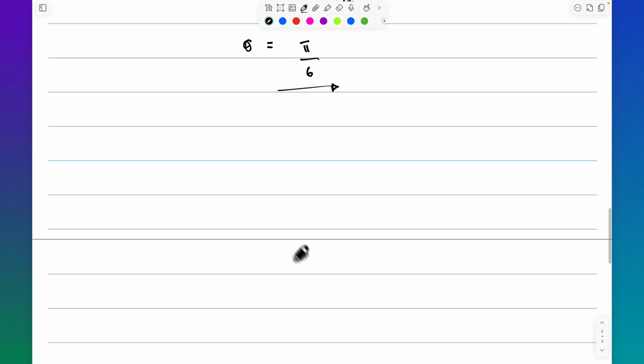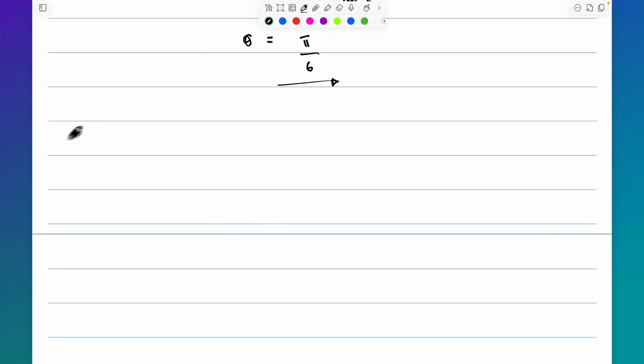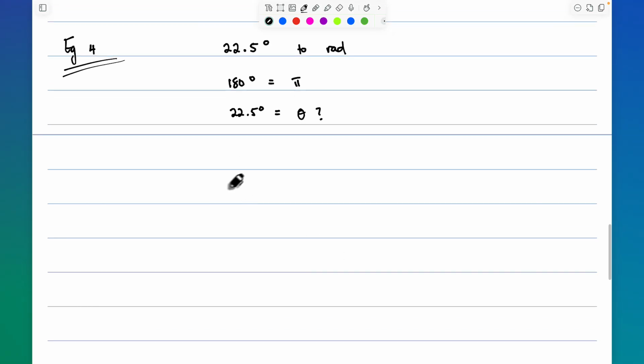All right, last example. These are the angles that we kind of know, so I'm just going to bring in something a little bit more weird. 22.5 degrees to radians. Even if this looks weird, the solution is exactly the same. So again, 180 degrees is equal to pi. Then what is 22.5 degrees equal to? Formula stays exactly the same.